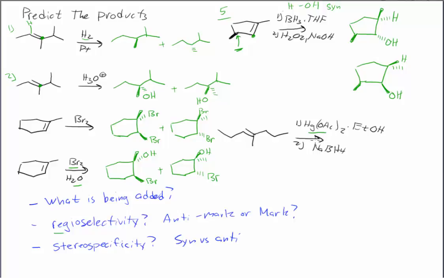alkoxymercuration. So I'm using mercury to add normally water, but in this case we've added ethanol, and that's our nucleophile. So we're going to add H and we're going to add OEt on either side of this alkene. And we know that alkoxymercuration adds our nucleophile, the OEt in this case, to the more substituted carbon. So I'm going to draw that like this.